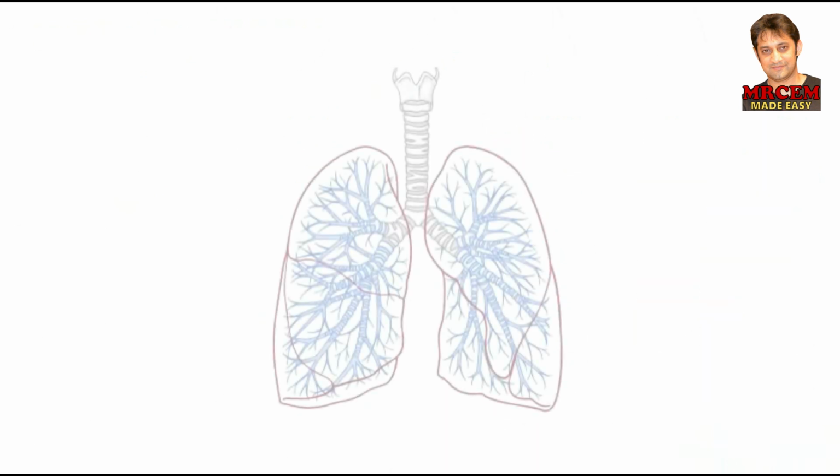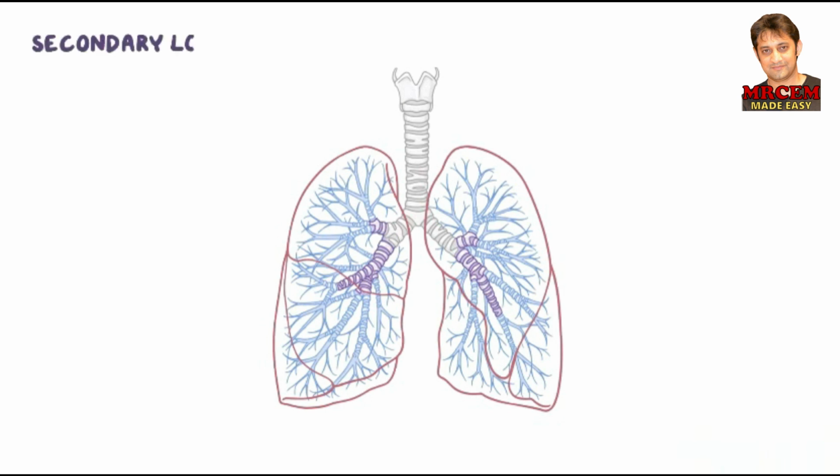Now, within each lung, the main bronchi divide to form the branches of the tracheobronchial tree, all of which actually belong to the root of the lung. Each main bronchus divides into the secondary lobar bronchi, each of which supply a lobe of the lung.